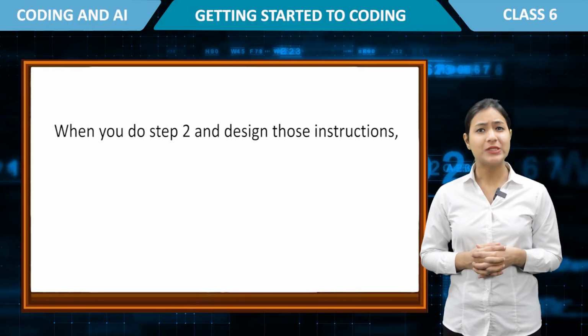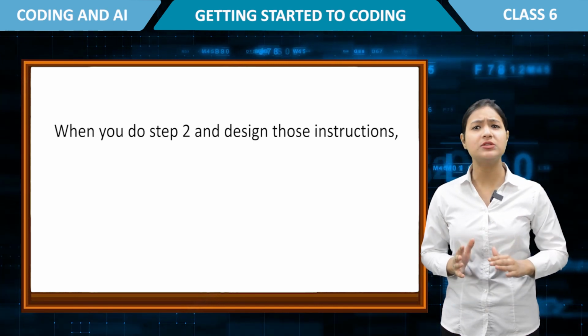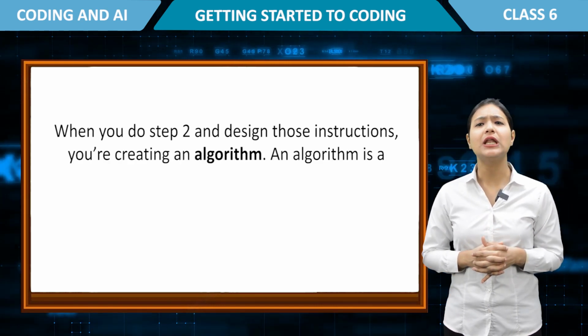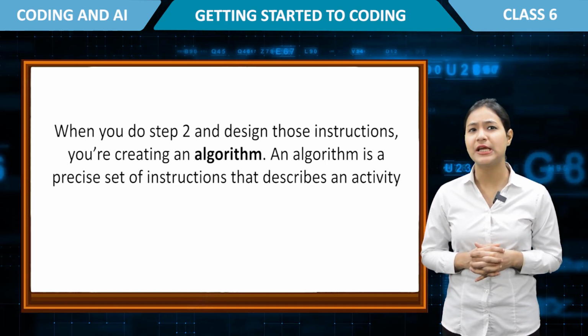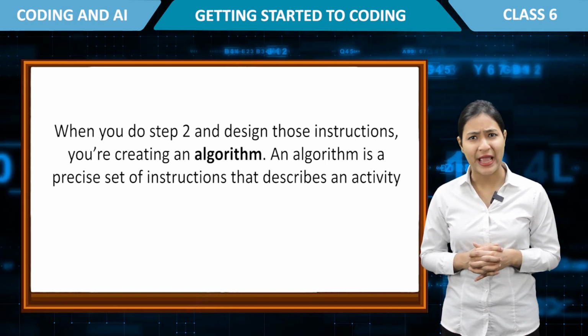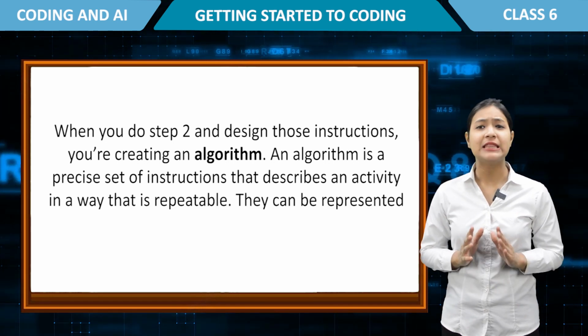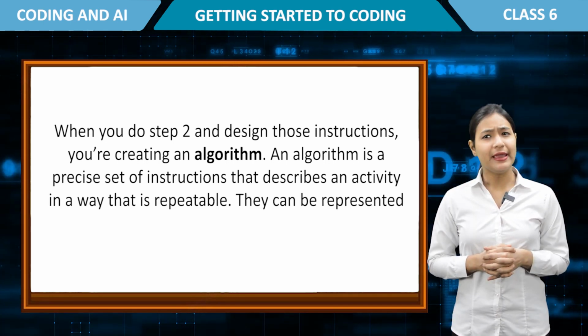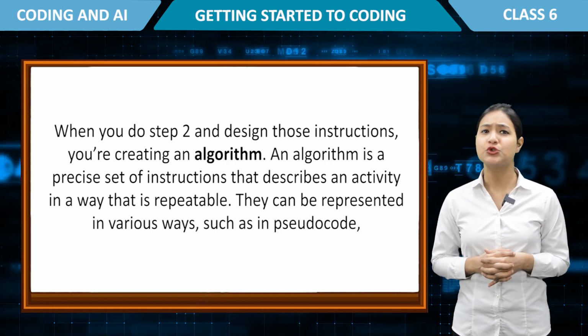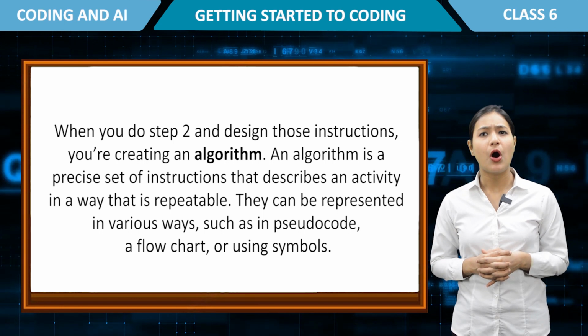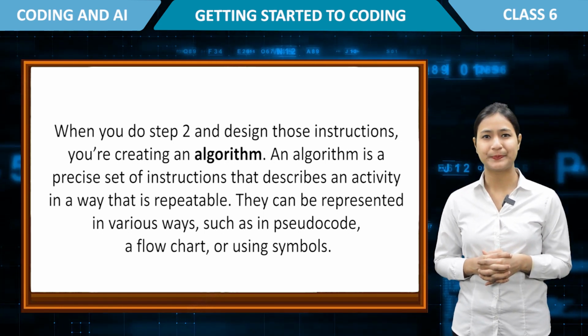When you do step 2 and design those instructions, you are creating an algorithm. An algorithm is a precise set of instructions that describes an activity in a way that is repeatable. They can be represented in various ways, such as in pseudocode, a flowchart, or using symbols.